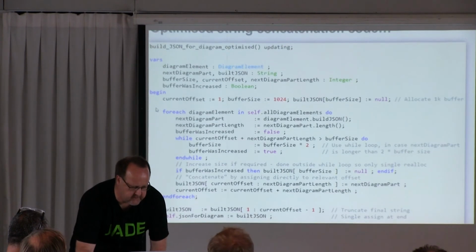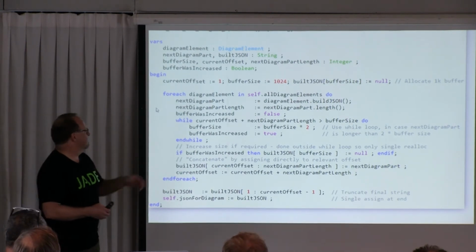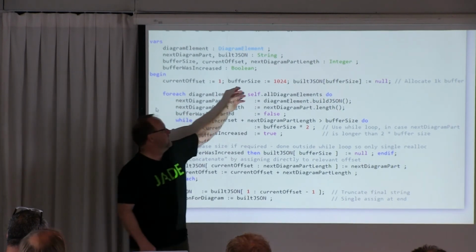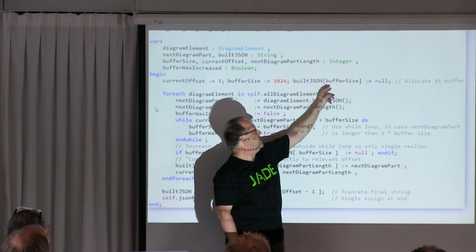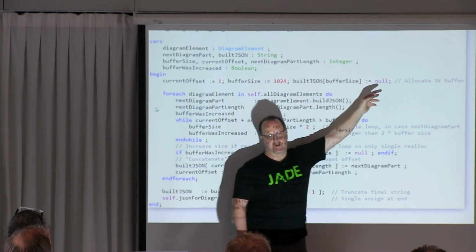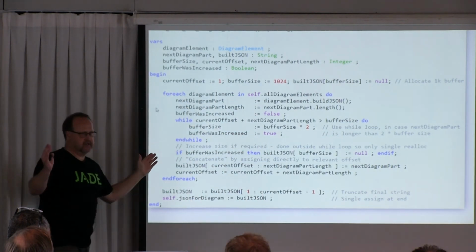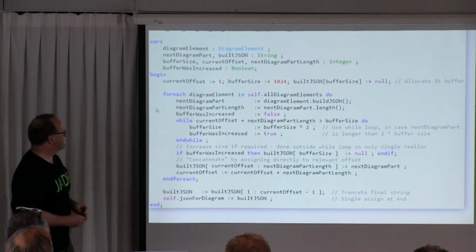I'll just bring it up a bit so you can see it better. So basically what we do is we set up our current offset, which is going to be the first position in the string. We set our buffer size, and then this is where I'm using the internal knowledge. I actually allocate buffer position 1024 to be equal to null, which means the string's still currently null, but it's now 1024 bytes of null rather than 1 byte of null that it started with.